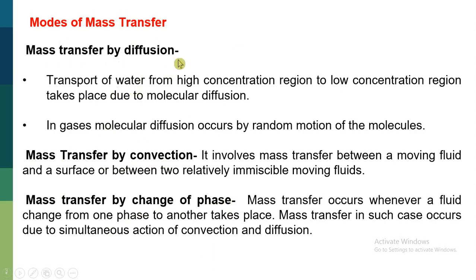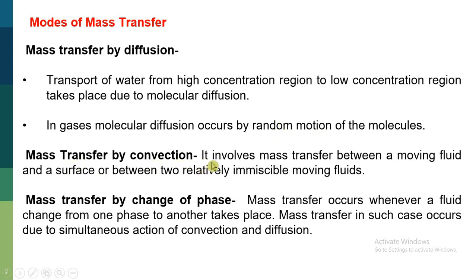Mass transfer by diffusion. Transport of water from high concentration region to the low concentration region takes place due to molecular diffusion. We know that water always flows from high altitude to low altitude because of molecular diffusion. In case of gases, molecular diffusion takes place by random motion of the molecules. You know that because of the pressure difference, gas or air moves from one region to another region, but that motion is always random, which cannot be controlled.